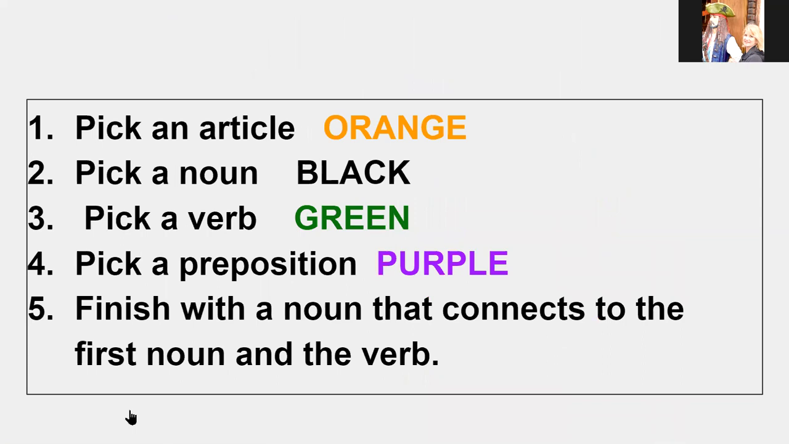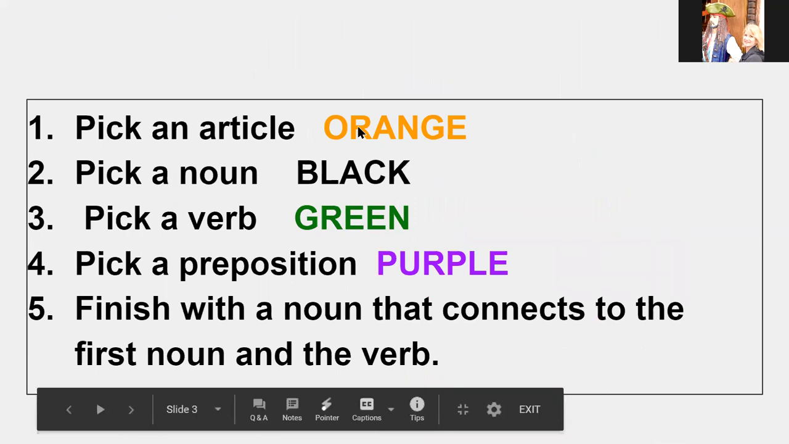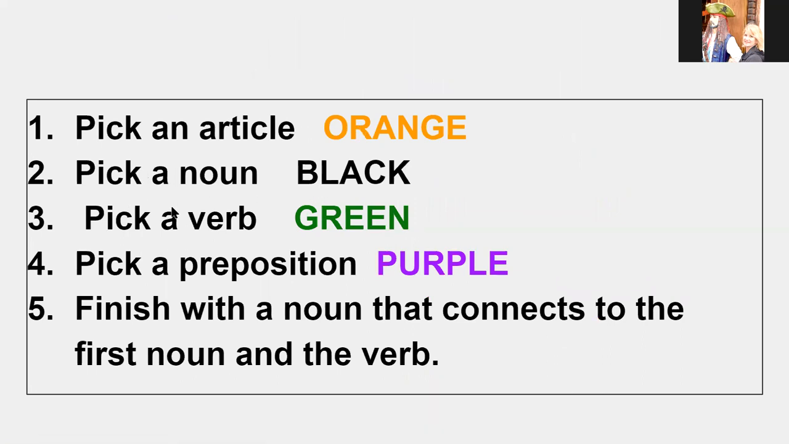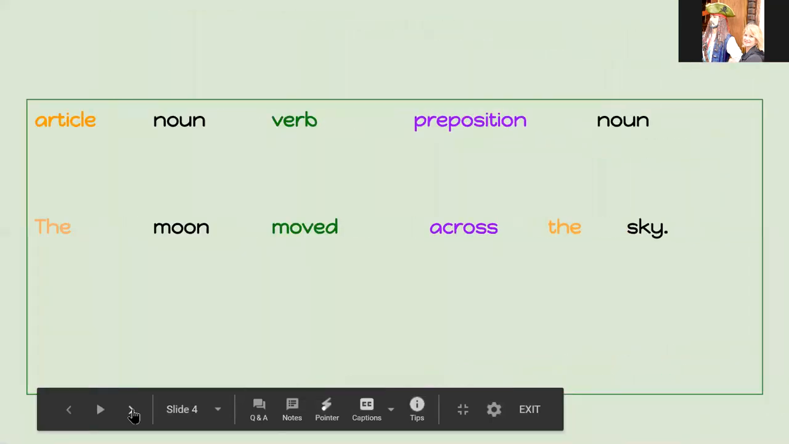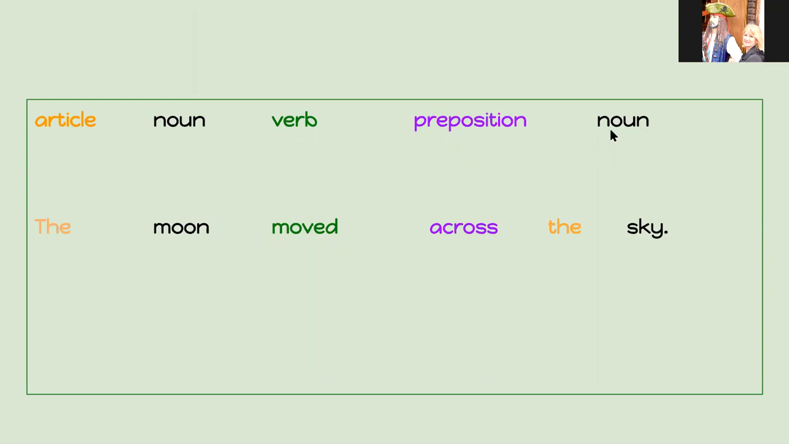So in order to do this, you're going to pick an article first, and then pick one of the three nouns that are on the chart. You pick one of the verbs, and you pick a preposition. Then you'll have to think of and finish with a noun that connects to the first noun and the verb. Article, noun, verb, preposition, noun.